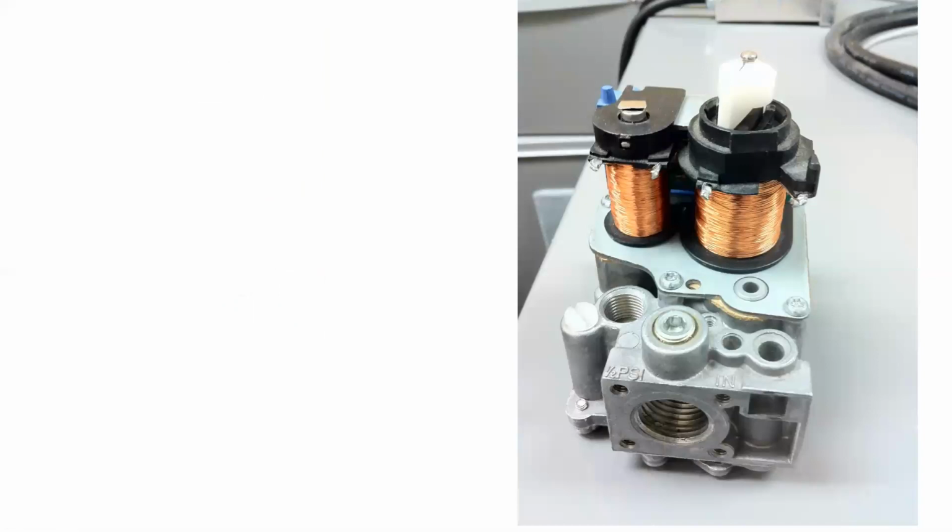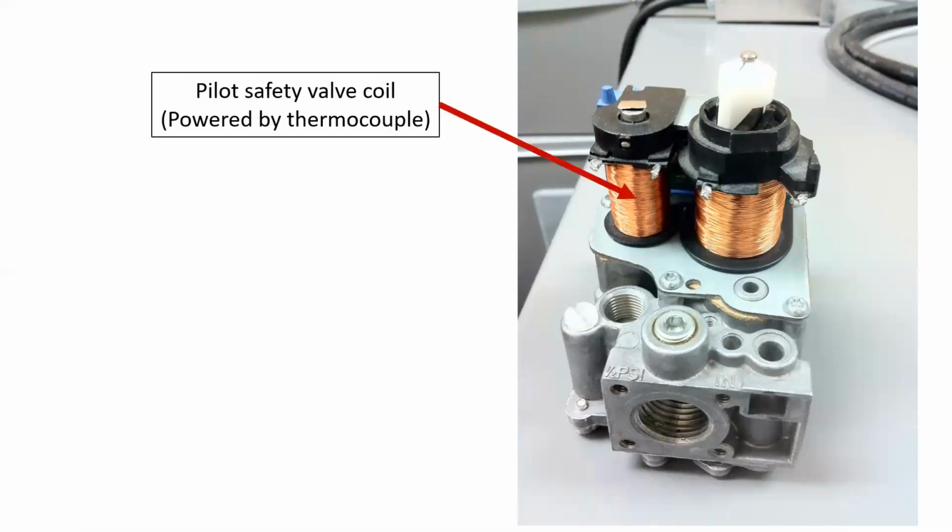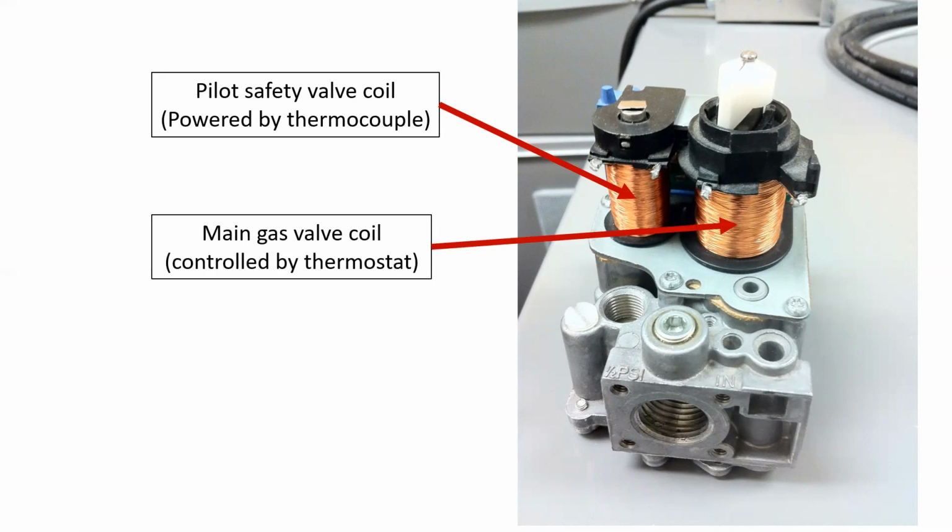If we were to crack this thing open, we can see that there are indeed two separate electromagnets. One of them is the pilot safety coil, and that would be controlled or powered by the thermocouple. The other one is the main gas valve coil, and of course this is controlled by the thermostat.